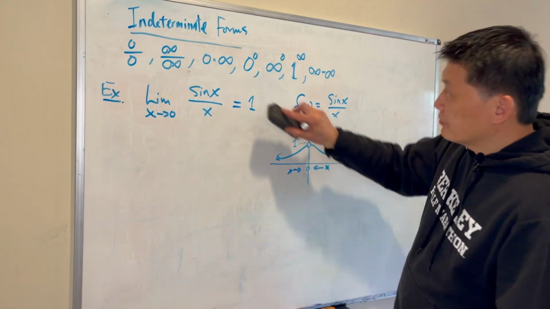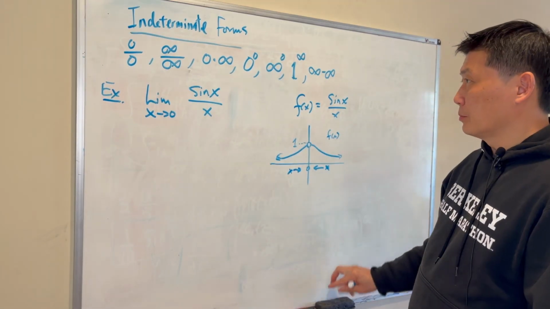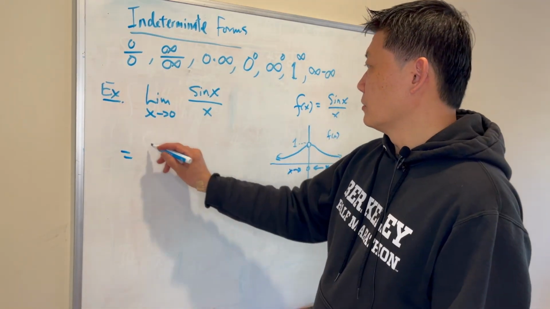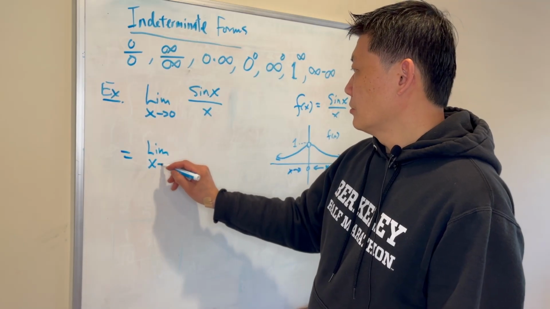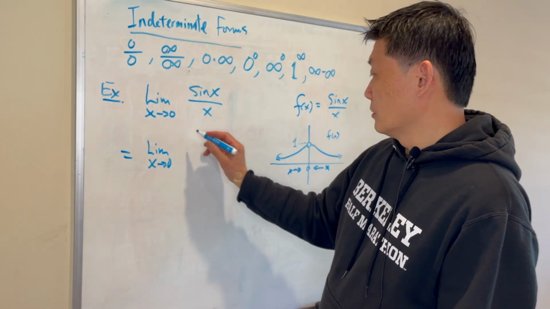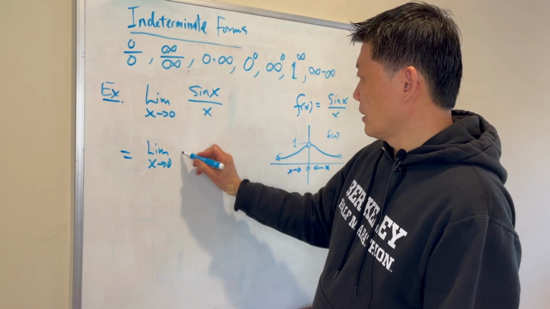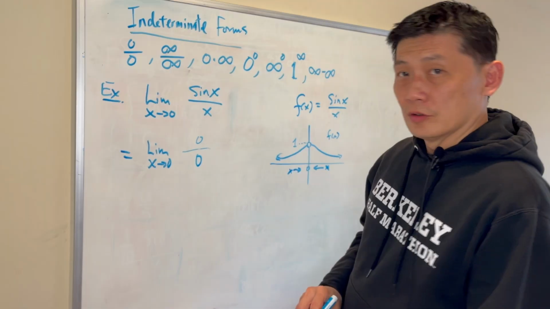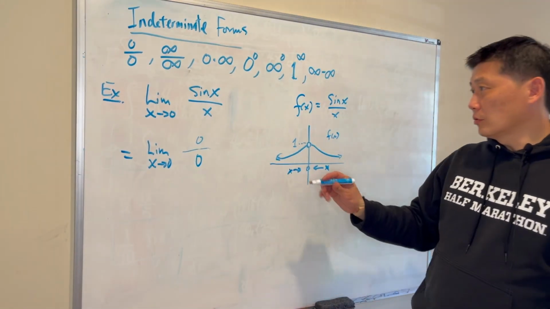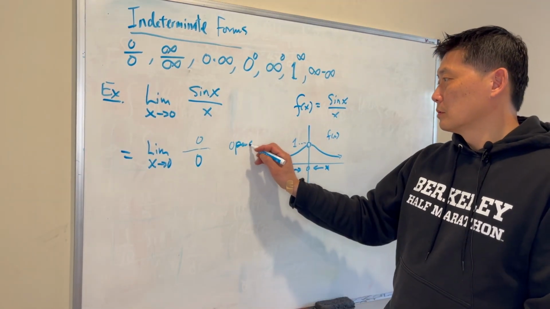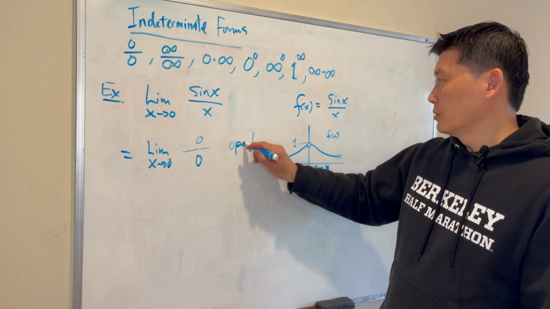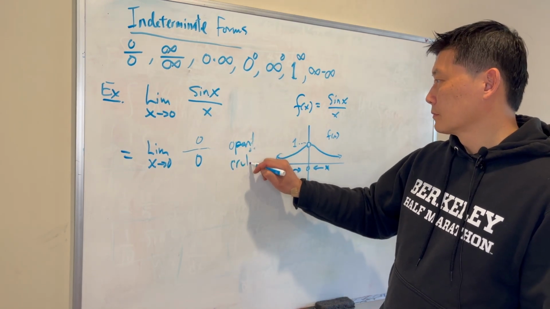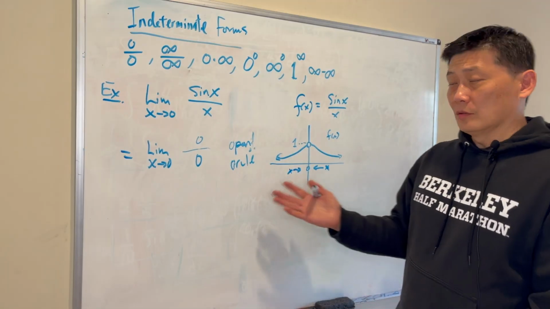Well, before that, the problem that we have is we end up with this. If we simply apply 0 into x, we end up with 0 over 0. So 0 over 0 gives you an open circle, and that's the indeterminate form.